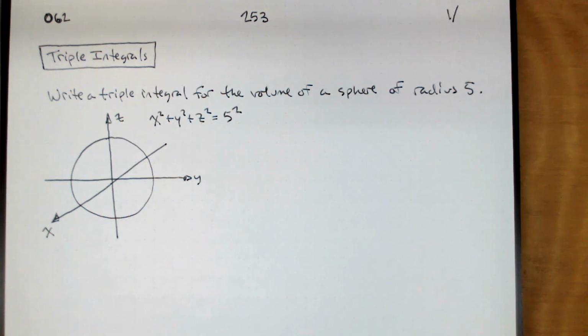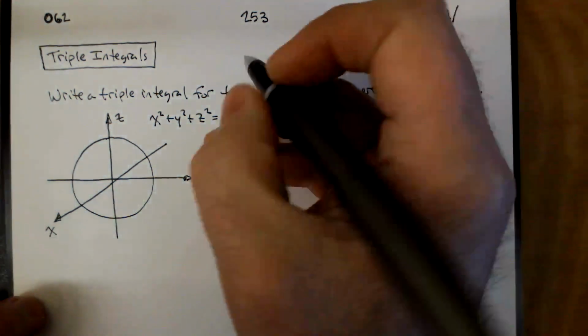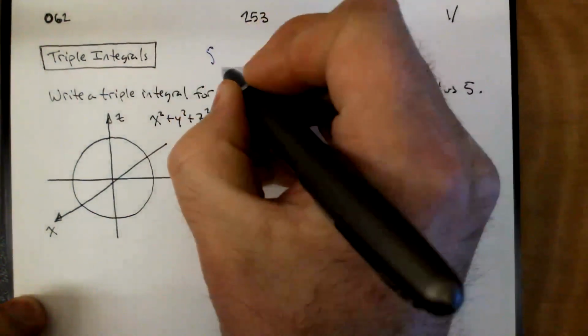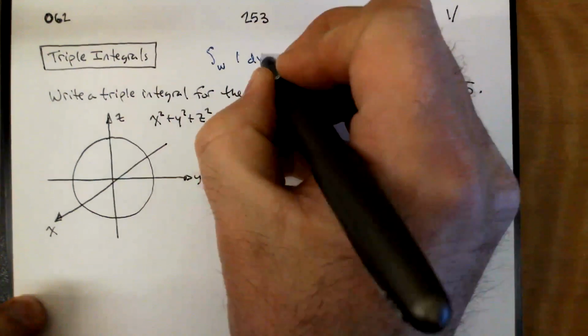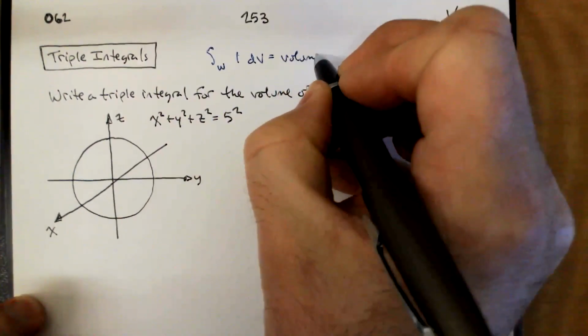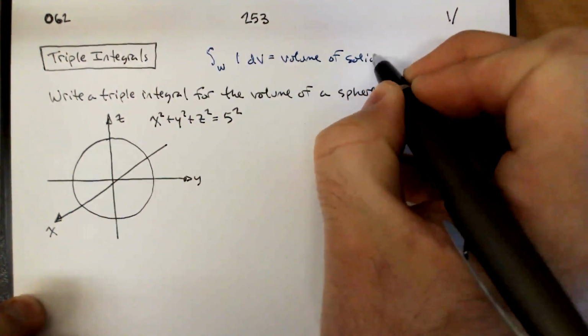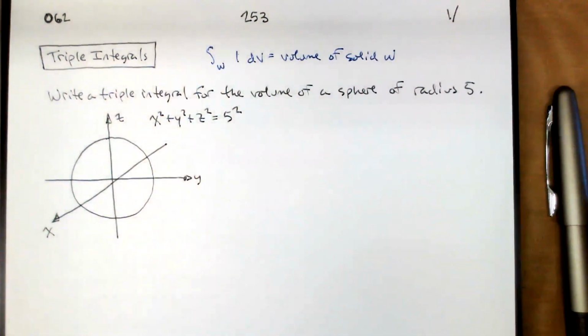And we're going to start with something familiar. In this case, we're going to start with a sphere of radius 5. I'm going to write a triple integral for a volume. So that means the function that we're setting up is just the integral of 1 dV. So the format we're going for is we're going to take the integral over the solid W of 1 dV, so that we get the volume of the solid W. So this is the format that we want to use.